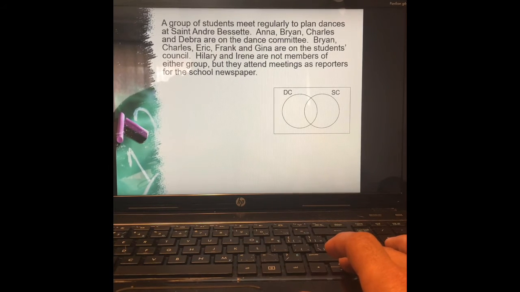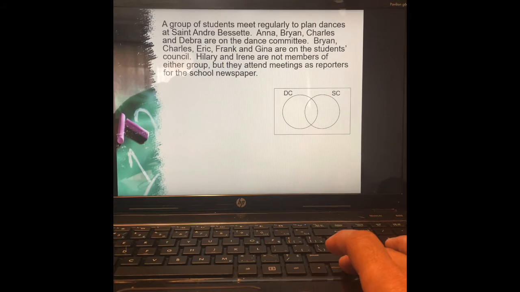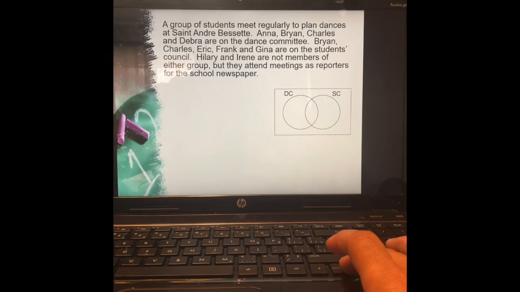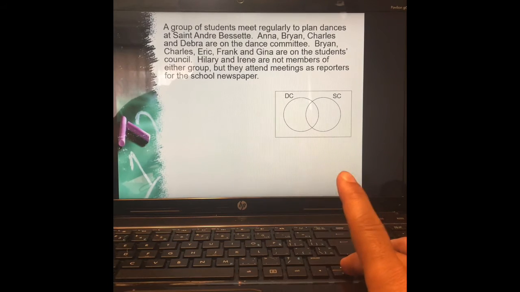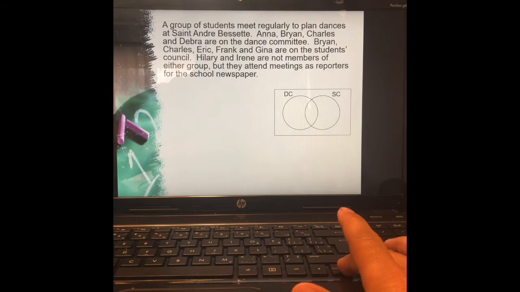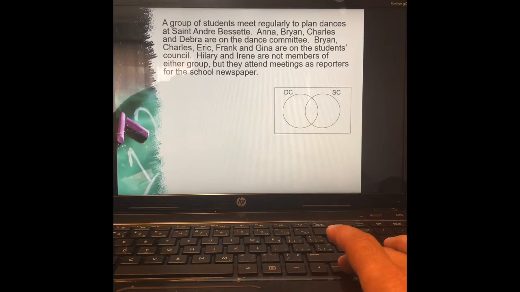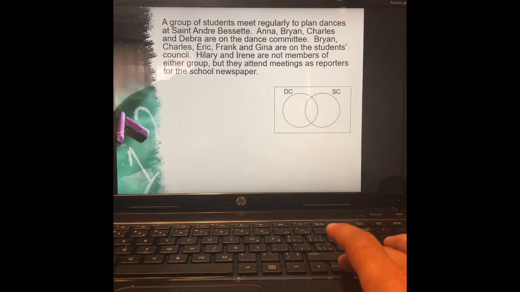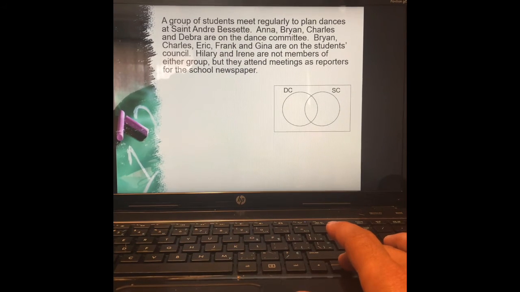So if you wanted to know how many people actually showed up to this committee meeting, you'd have to add up all the people in the dance committee, add up all the people in student council, and add Hillary and Irene. But you need to be careful not to double count people in both groups. So there are people that are in dance committee and in student council. The Venn diagram on the right-hand side shows 2 circles. The circles represent the dance committee and the student council, and the overlap is the people that are in both groups.